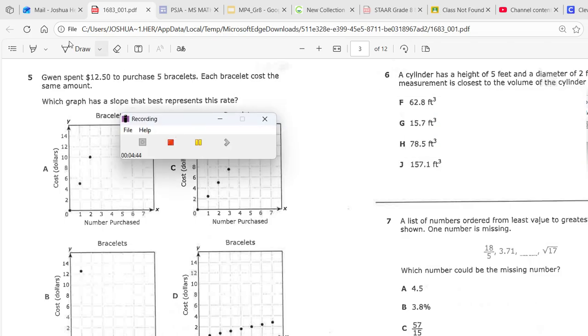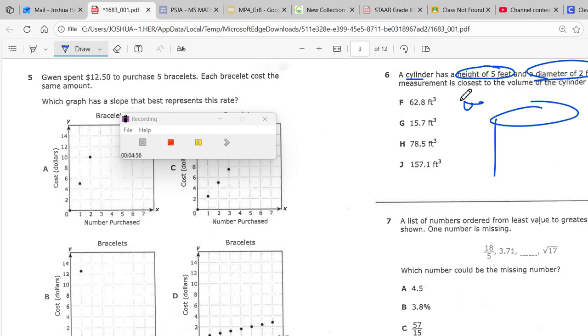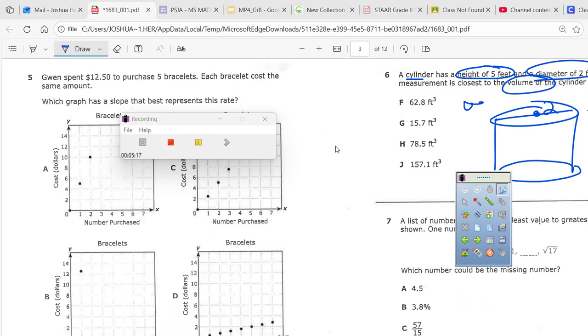All right, let me see if we can use these things here. Oh, I can. Perfect. Okay, so it has a height of 5 feet, diameter of 2 feet. Cylinder, right? Height of 5 feet, diameter of 2 feet, across diameter, that's 2. Well, this is the volume. So the volume of this thing is going to be volume equals BH. Volume is equal to pi r squared times the height.